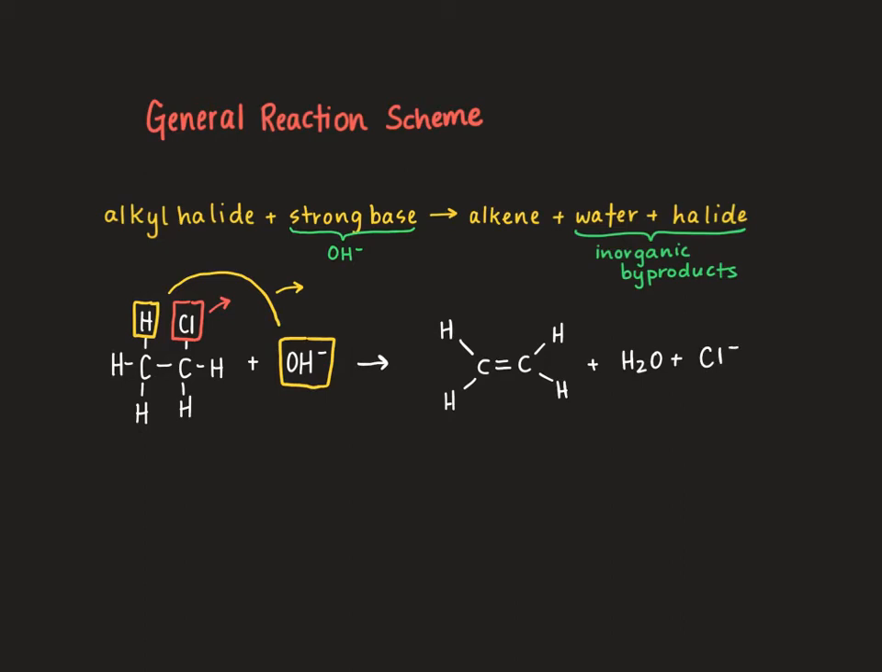You'll notice here the geometry around our carbons has changed. So before our reaction, our carbons had a tetrahedral shape. They had 4 electron domains around each carbon. After the reaction, our carbons have a trigonal planar shape because there are now 3 electron domains around each carbon.